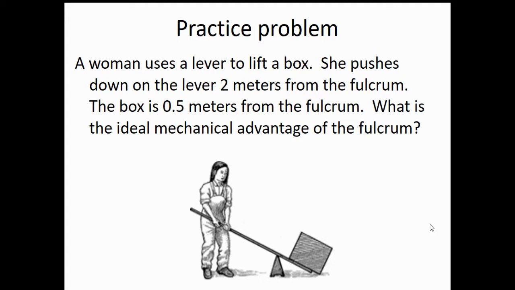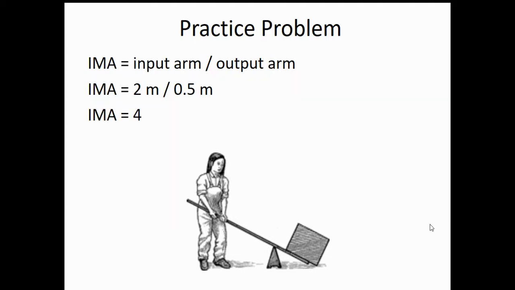So a woman uses a lever to lift a box like you see in this image. Now she pushes down on the lever 2 meters from the fulcrum. The box is 0.5 meters from the fulcrum. What is the ideal mechanical advantage of the lever? So our input arm is where we are applying the force. So how far away are we? Well, she's 2 meters away. The box is 0.5 meters away, so that's our output.